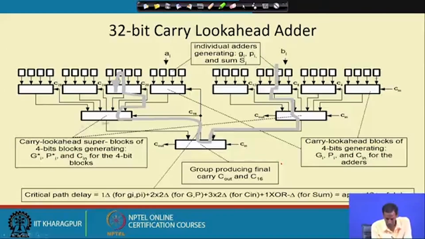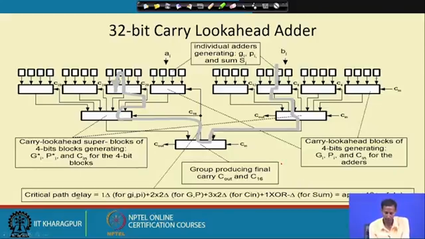So, this group is basically used for carry look ahead adders of 4-bit blocks, generating this G*i, P*i and Cin for 4-bit blocks, and this is the grouping of the final carry Cout and C16, and here the carry look ahead adders, these 4 of these 4-bit, generating Gi, Pi and Cin for the adders.